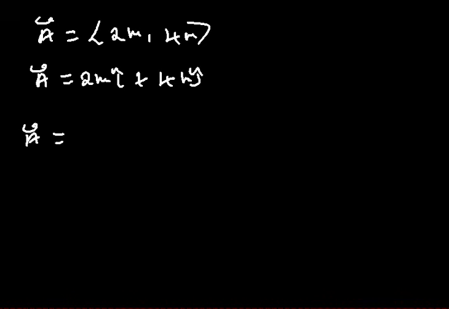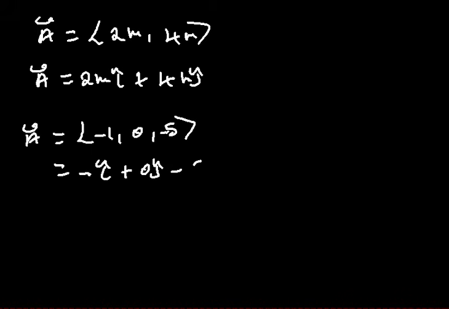Let's say I have a vector A which is negative 1, 0, and negative 5. What is this in unit vector notation? We'll have it as negative i hat, plus 0 j, and then minus 5 k hat, which is the same as negative i hat minus 5 k hat. We'll have it as that.